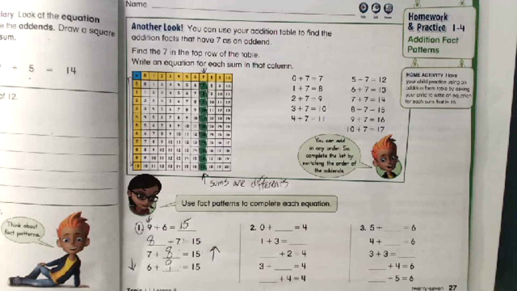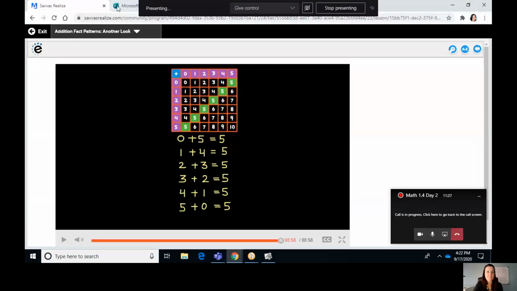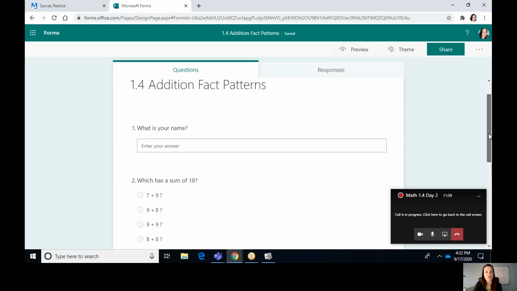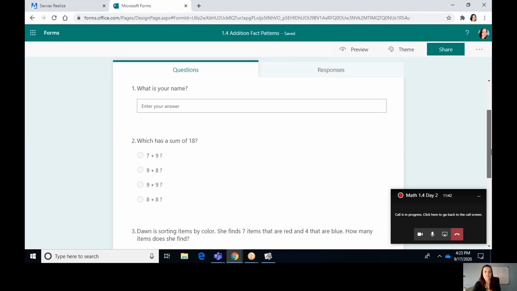All right, so next what we're going to do, friends, is I'm going to ask you to complete your form. And that's going to be attached to this more underneath the math lesson. So you will click on the form for your teacher. And this is what it's going to look like. Okay, so it will say addition fact patterns. First thing under number 1, I need you to type your name. Please type your name. That way we know who is submitting the work.